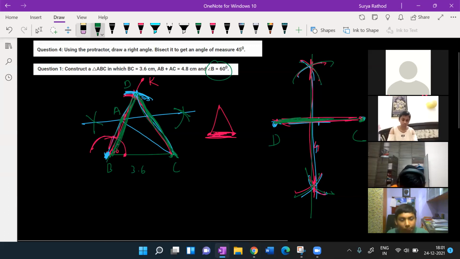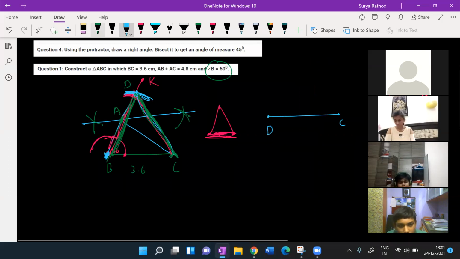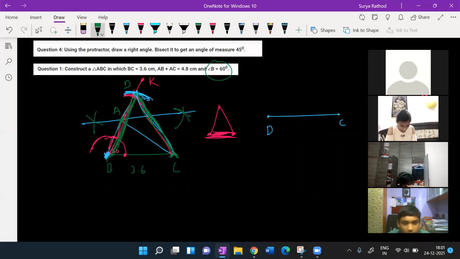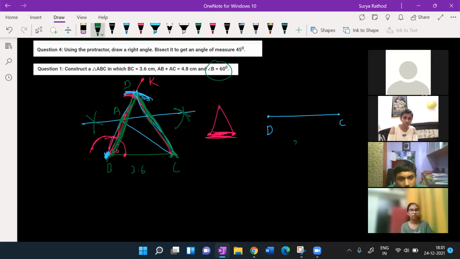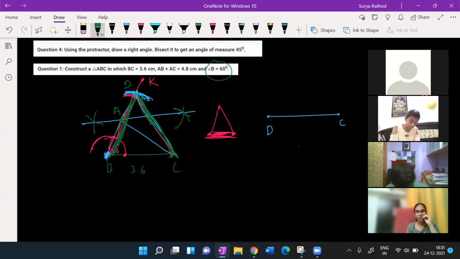Clear? If you don't understand, let me explain again. I'm drawing the perpendicular bisector of DC. Everyone look at the screen. I took more than half radius. Let's say this is 3.6. More than half means what? Half is 1.8, so I'm taking 2 centimeters. You take more than half. This is half, right? You take more than half, this much radius.